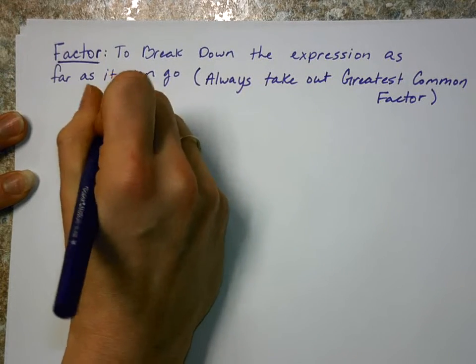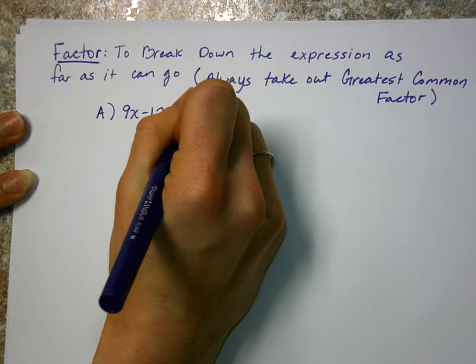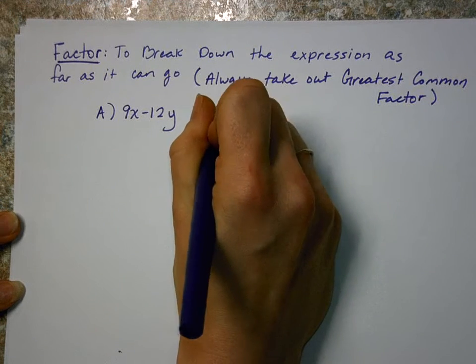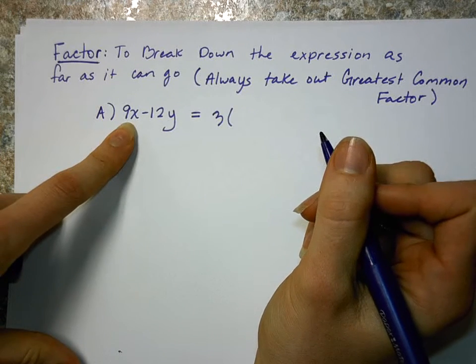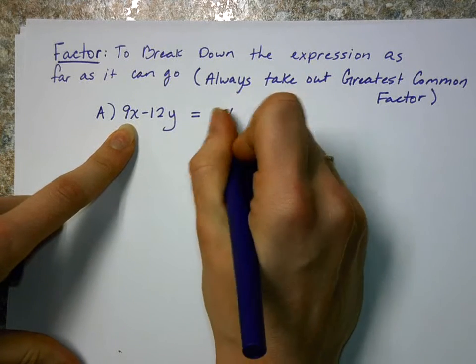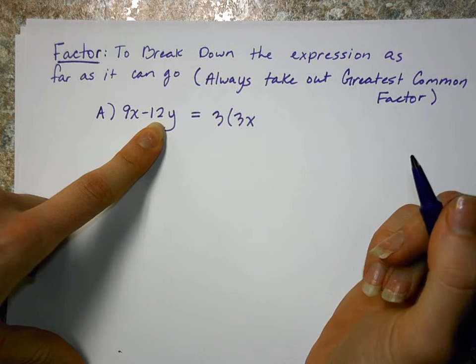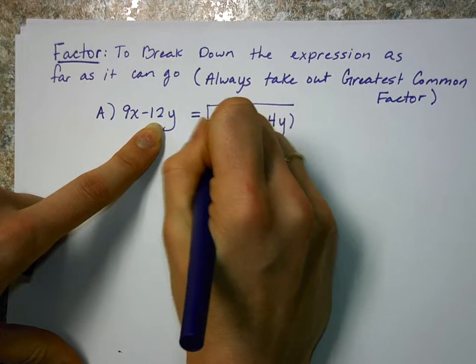Okay, so let's try a few basic examples of how to factor. If I give you something like 9x minus 12y, and I say factor that down, what's the GCF between 9x and 12y? What's the greatest common factor? 3. So we divide it out. Hear my words, divide it out. You keep it in front. 9x divided by 3, what remains in parentheses? 3x. Negative 12y divided by 3, what remains? Negative 4y. And we factored it down.